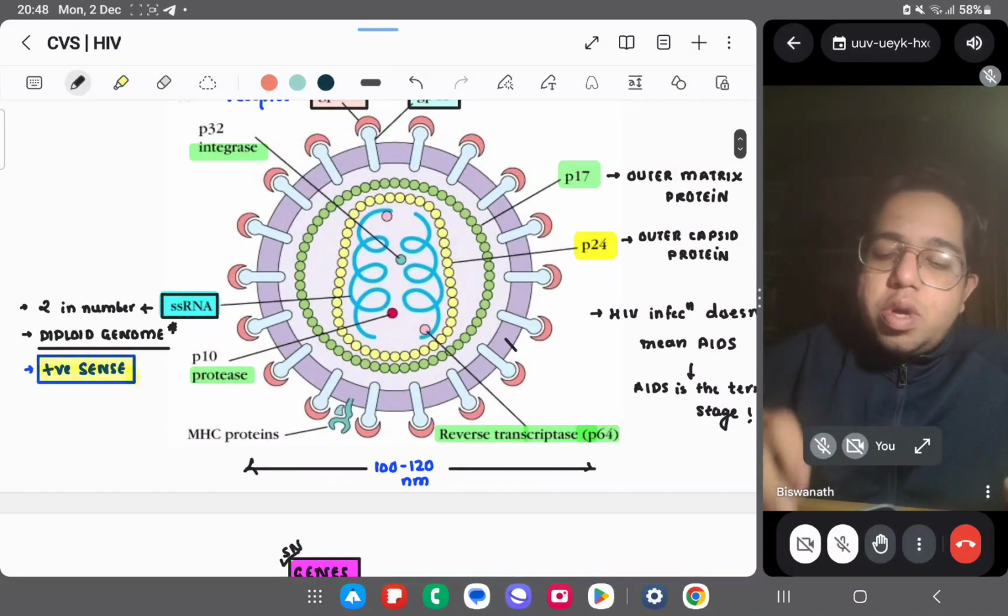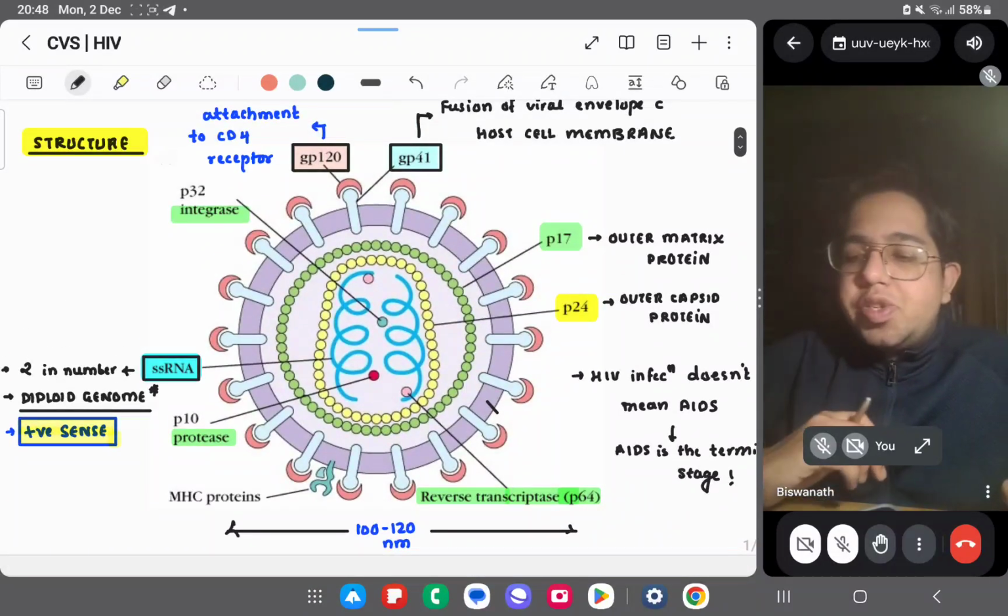And three enzymes I told you. One is the reverse transcriptase, integrase, and protease. You can see the three enzymes as well in the structure, right?